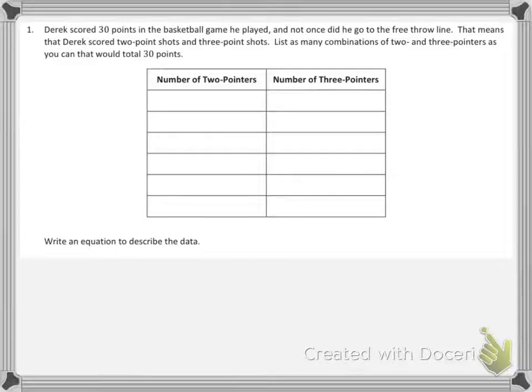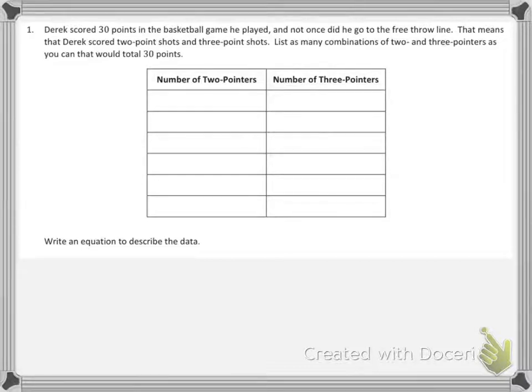Well, we start today with a couple of equations we're going to write. We'll start this first one with this situation. Derek scored 30 points in a basketball game, and not once did he go to the free throw line. That means that Derek scored 2-point shots and 3-point shots. List as many combinations of 2 and 3-pointers as you can that would total 30 points.